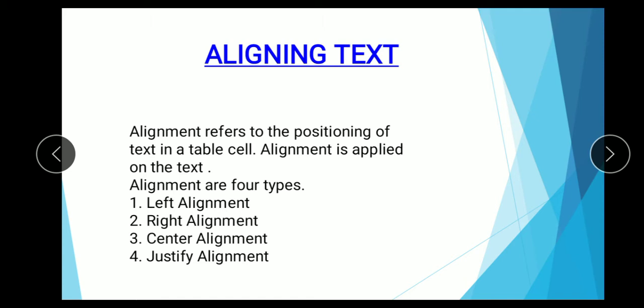Alignment means the position of the text in your document. And there are four types: left, right, center, and justify alignment.